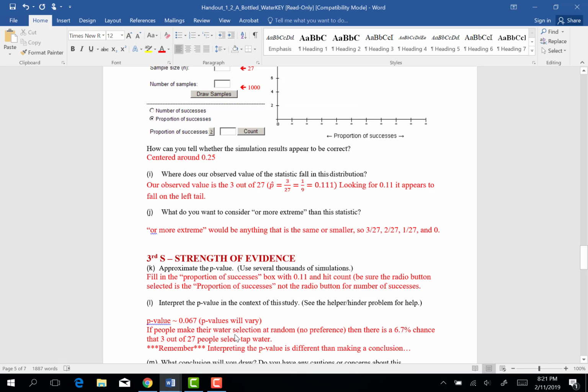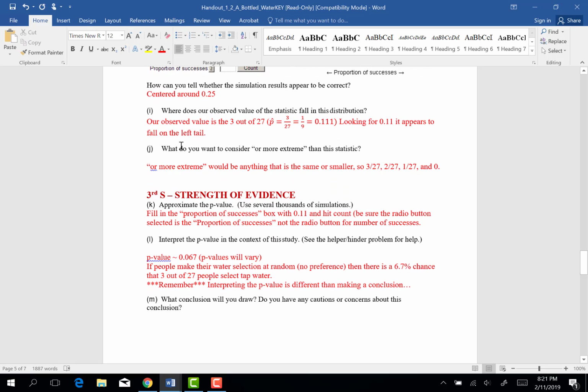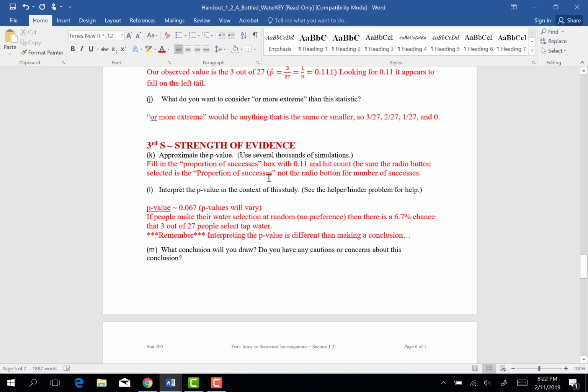And I want you to go through the rest. The rest is very similar to what we did with the baby study, friend or foe, and answer the questions. So what do you want to consider as more extreme than this statistic? More extreme will be anything that is the same or smaller than the observed. The observed is 3 out of 27, so more extreme will be 2 out of 27, 1 out of 27, or 0. And the strength of evidence, approximate the p-value, use several thousands of simulations.